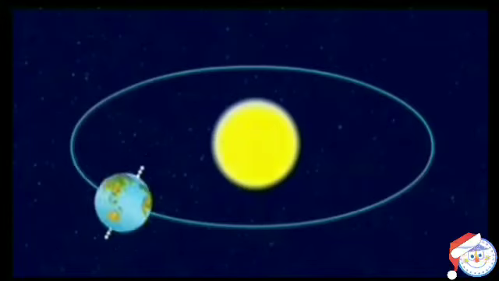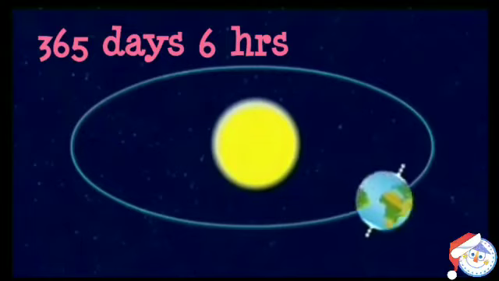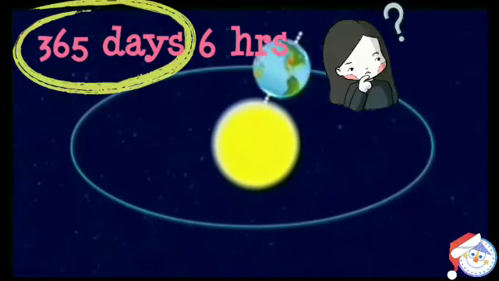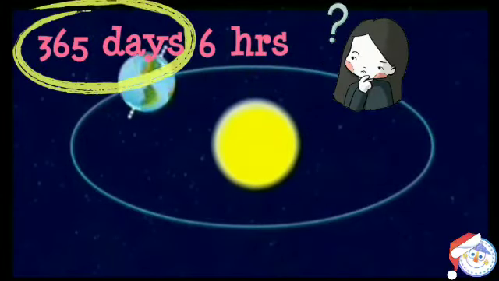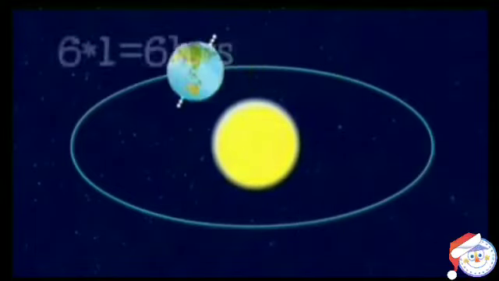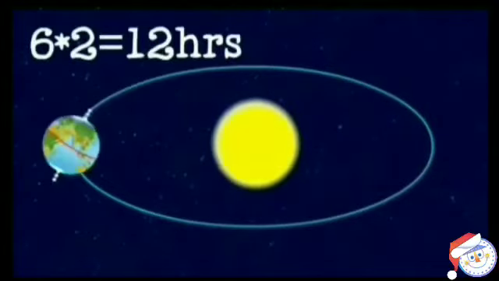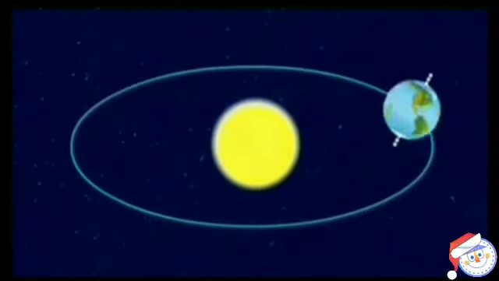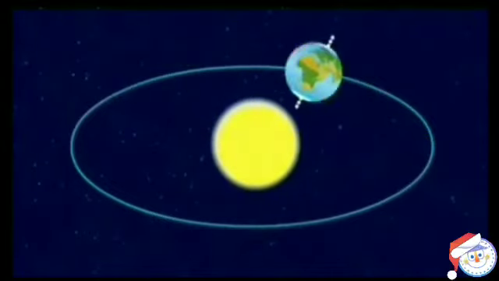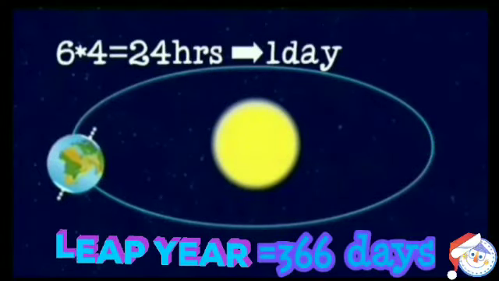Our earth completes one revolution in 365 days and 6 hours. But our calendar always has 365 days. Why so? Where did these 6 hours go? Let me explain. These extra 6 hours from every year get added up to become an entire day. And this one extra day is added to the month of February once in every 4 years, forming a leap year with 366 days.